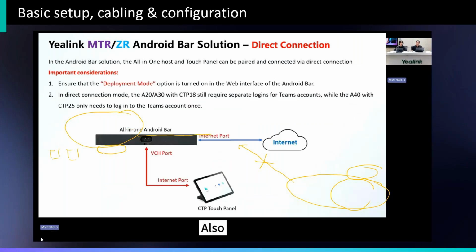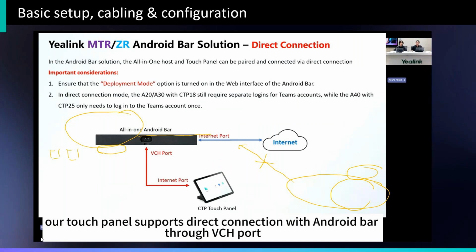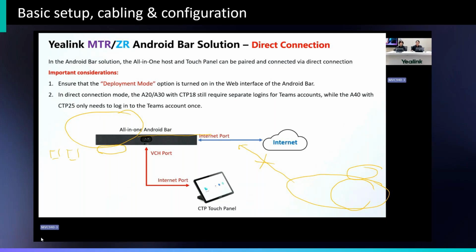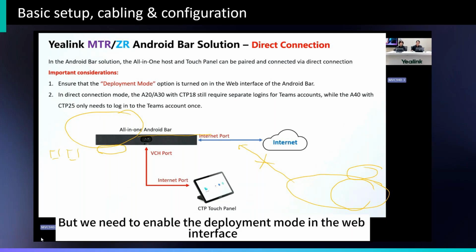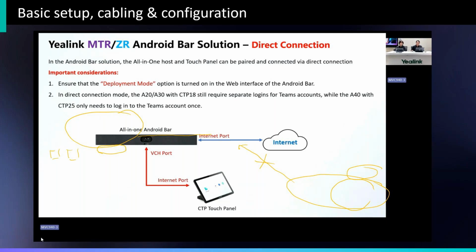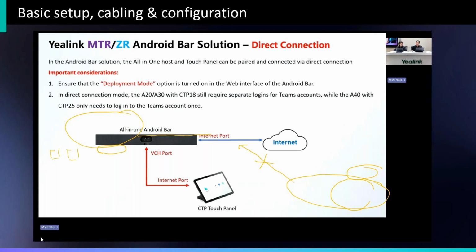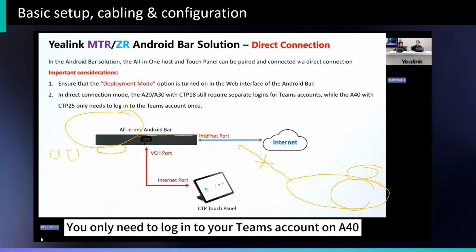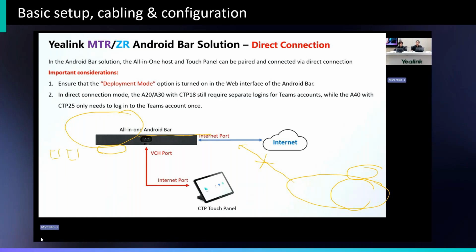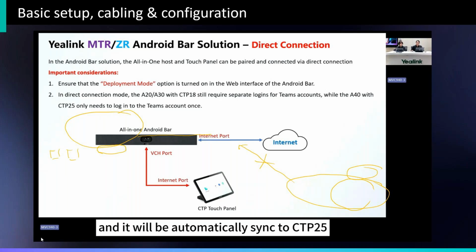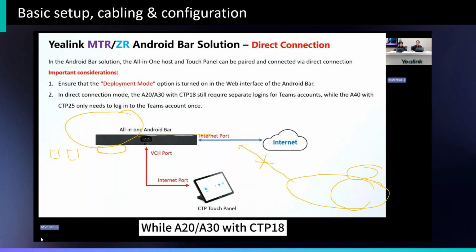Also, our touch panel supports direct connection with Android bar through the VCH port, but we need to enable the deployment mode in the web interface. When directly connecting them, for A40 and CTP25, you only need to log in to your Teams account on A40, and it will be automatically synced to CTP25. While for A20 and A30 with CTP18, you need to log in twice.